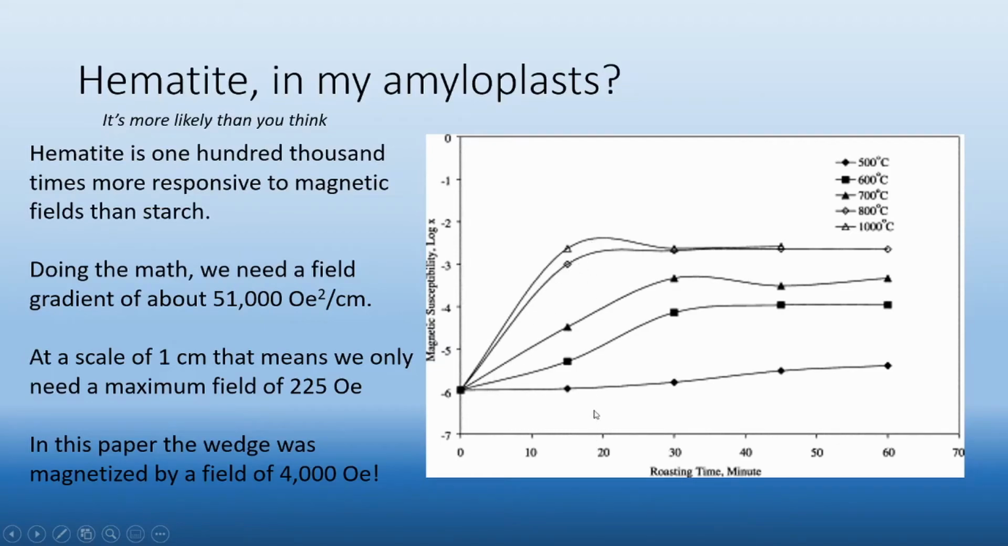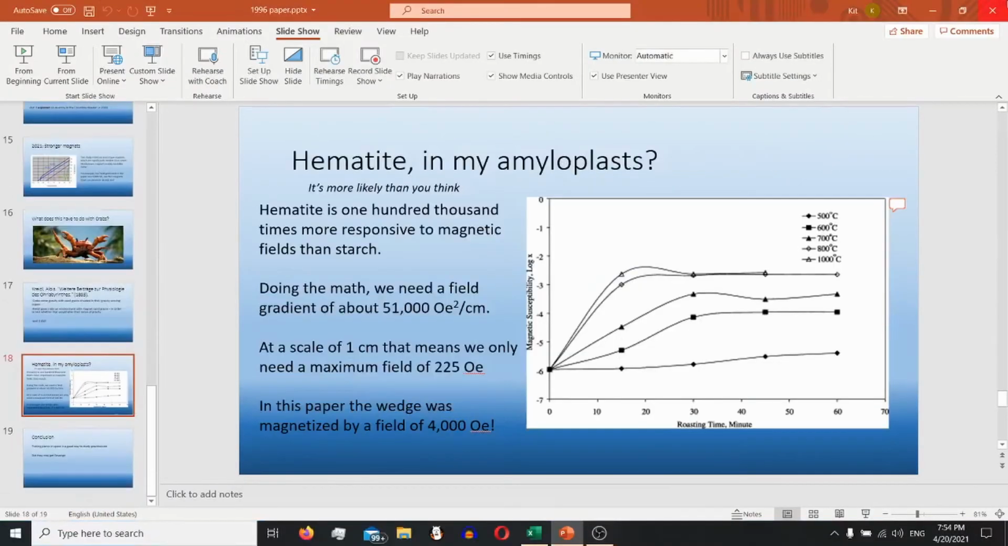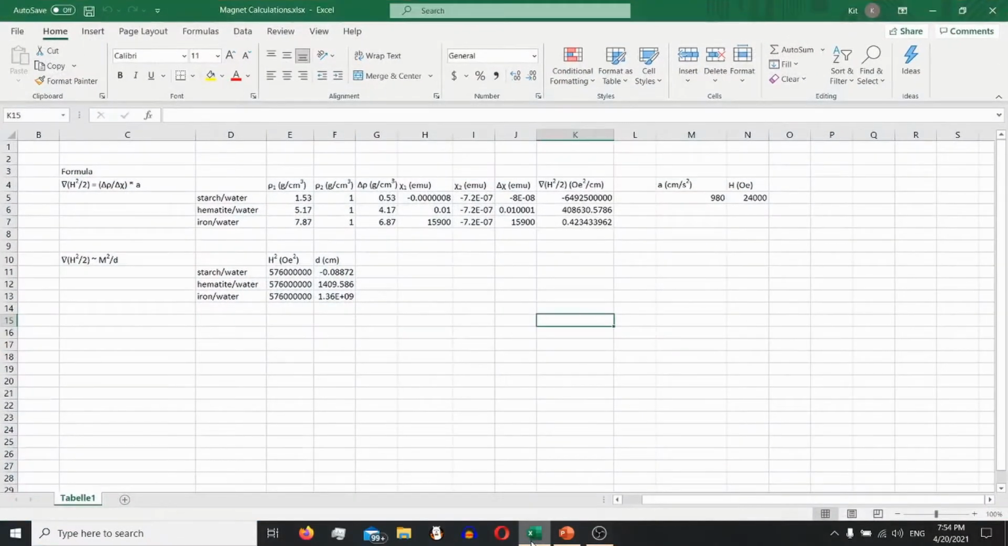So they're saying that after like 20 minutes, it's probably at its peak value. At this point, you've got sort of -2. This value is log x, so it's 10 to the -2, which means that you've got about 0.01 as the susceptibility constant. So I went ahead and put all of these values into Etsell, and if you use 0.01 and the density of hematite, which is about 5.17 grams per cubic centimeter, it spits out a value of this.